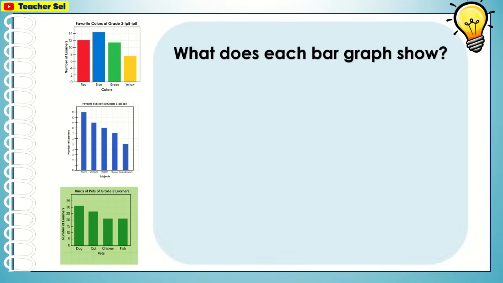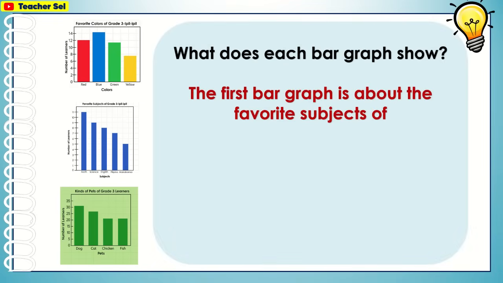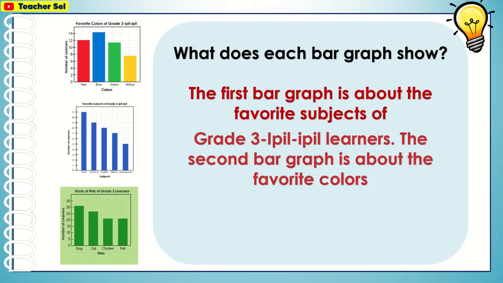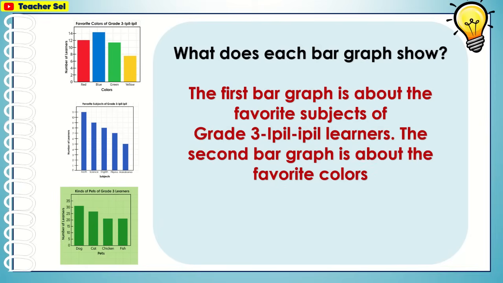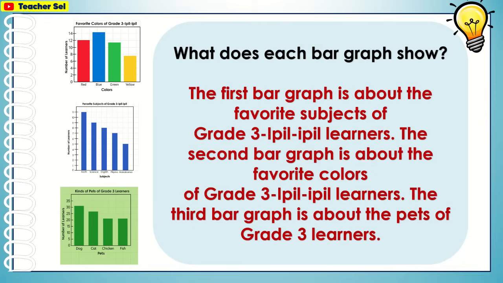What does each bar graph show? The first bar graph is about the favorite subjects of grade 3 IPIL-IPIL learners. The second bar graph is about the favorite colors of grade 3 IPIL-IPIL learners. The third bar graph is about the pets of grade 3 learners.